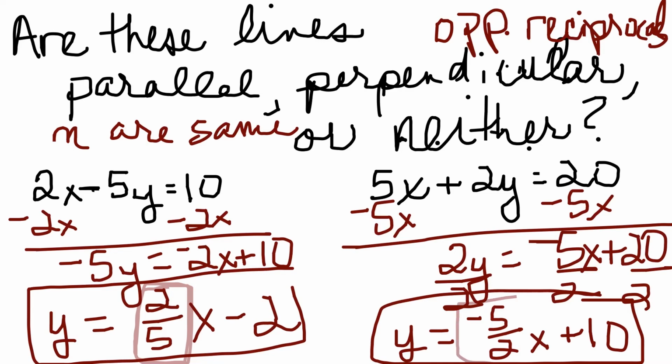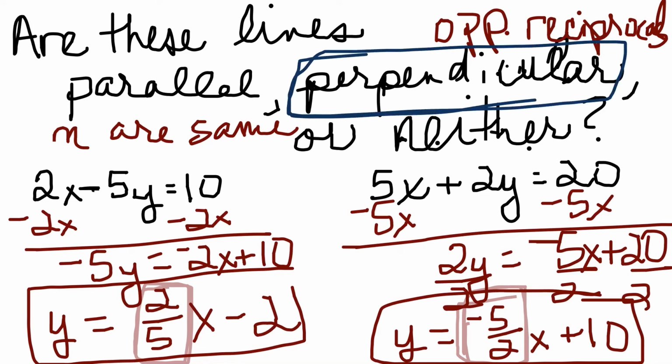So looking at the slopes, I can see right here, I have a slope of 2/5 and a slope of -5/2. I see the slopes are opposite reciprocals of each other. So that tells me that these two lines are perpendicular. And they're perpendicular because their slopes are opposite reciprocals.